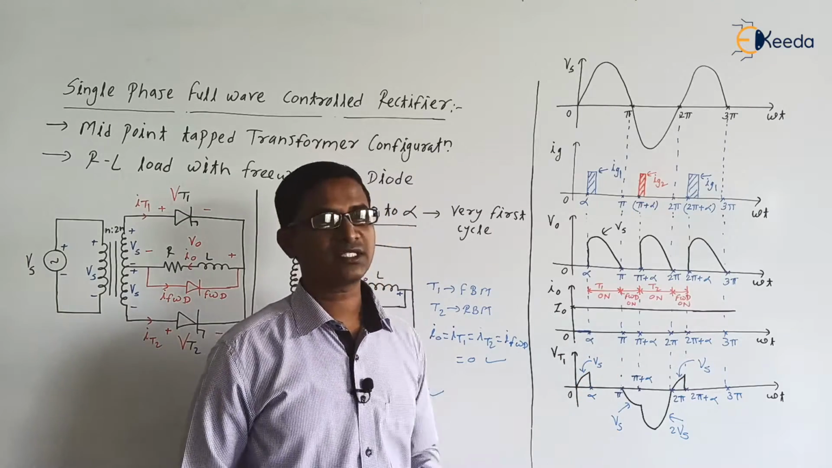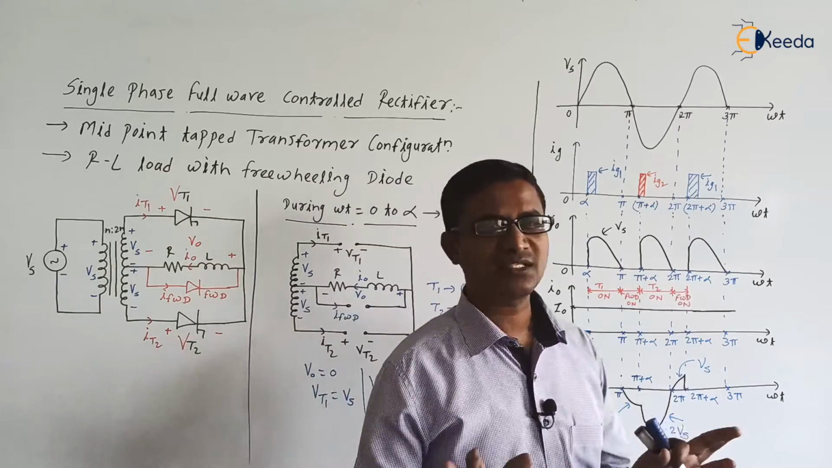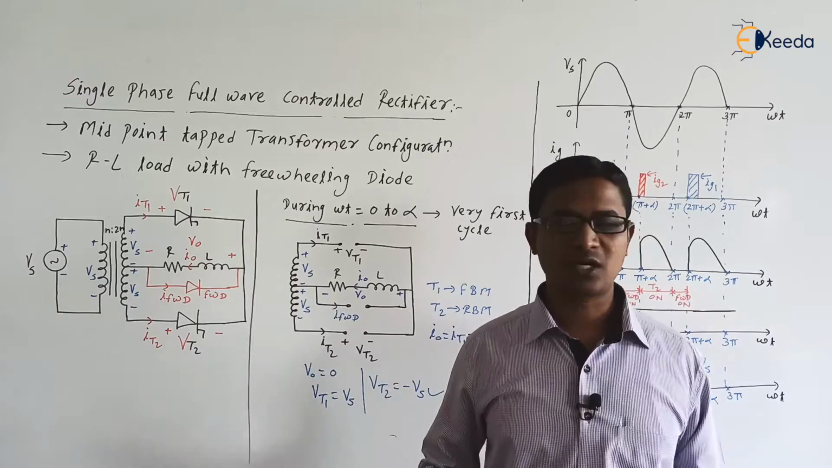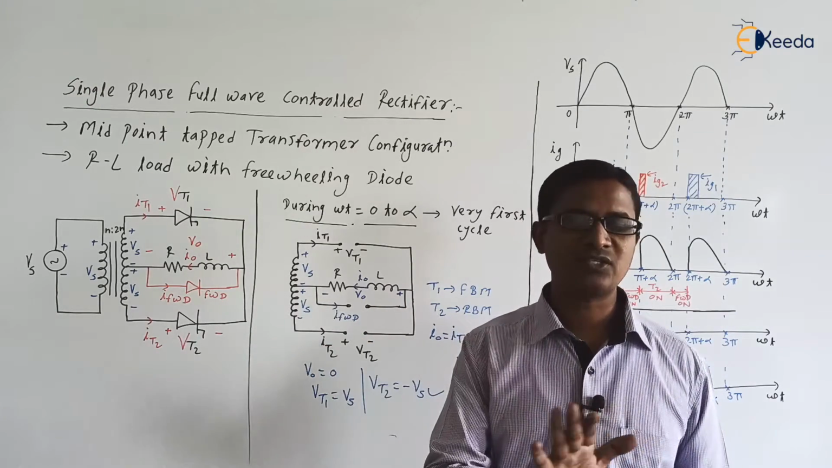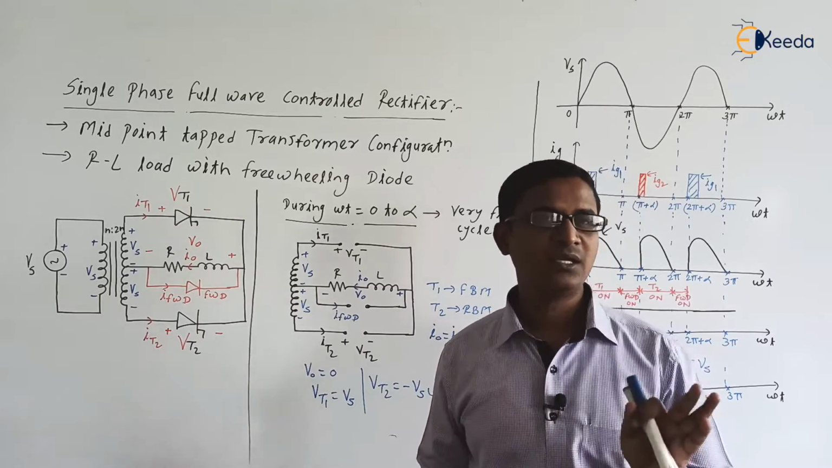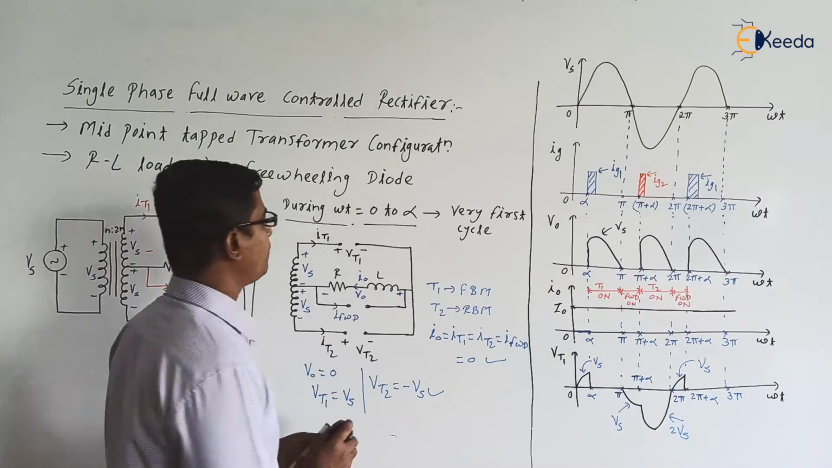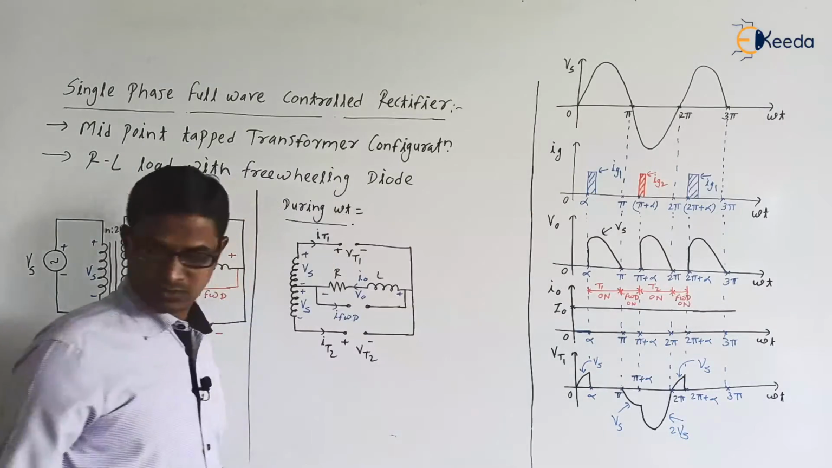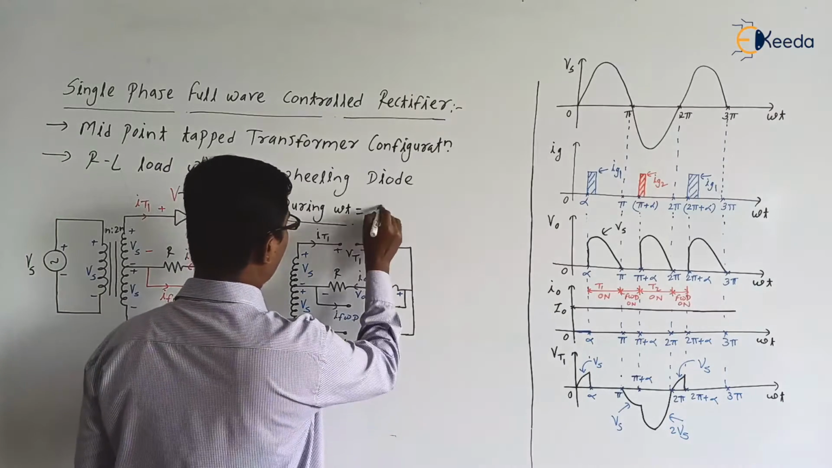This is till omega t equal to 0 to alpha. From 0 to alpha, the circuit will be at rest, so current will not flow through the load, and the current flowing through the inductor will be 0. During 0 to alpha, the inductor has not stored any energy. Now we are going to discuss omega t equal to alpha to pi. What will happen from omega t equal to alpha to pi?